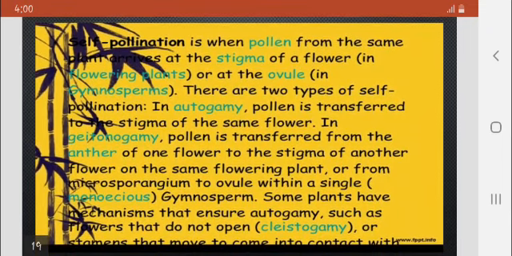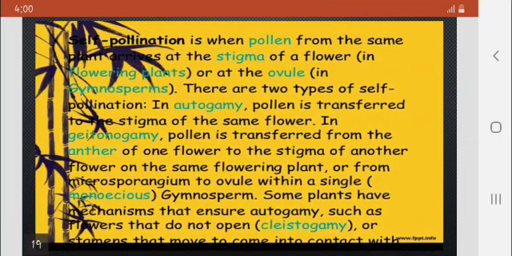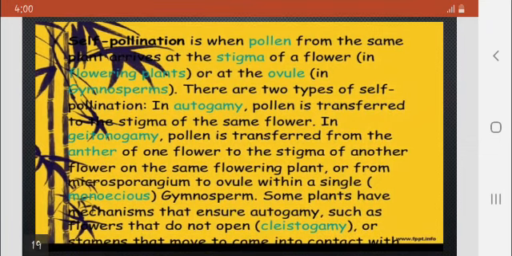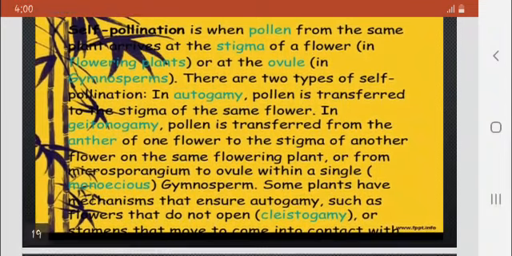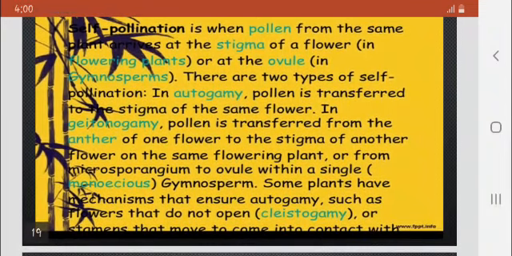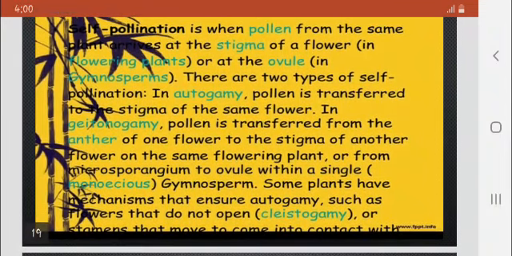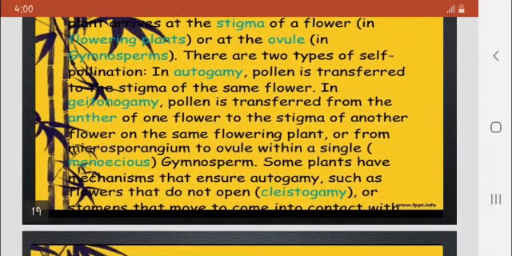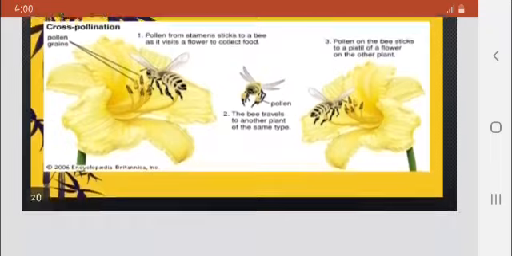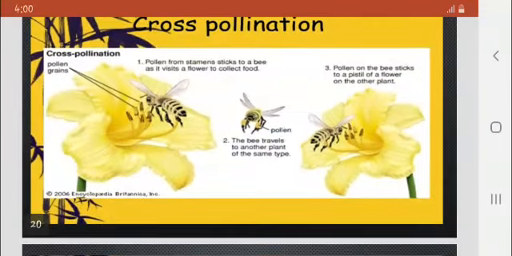There are two types of self-pollination. In autogamy, pollen is transferred to the stigma of the same flower. In geitonogamy, pollen is transferred from the anther of one flower to the stigma of another flower of the same flowering plant, or from microsporangium to ovule within a single monoecious gymnosperm. Some plants have mechanisms that ensure autogamy, such as flowers that do not open or stamens that move to come into contact with the stigma.